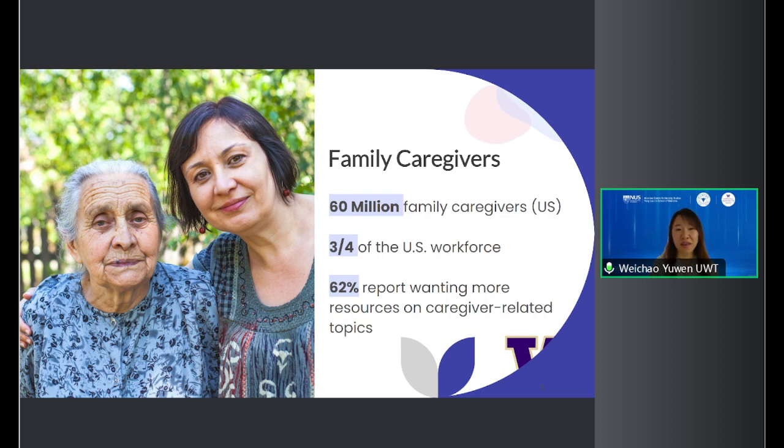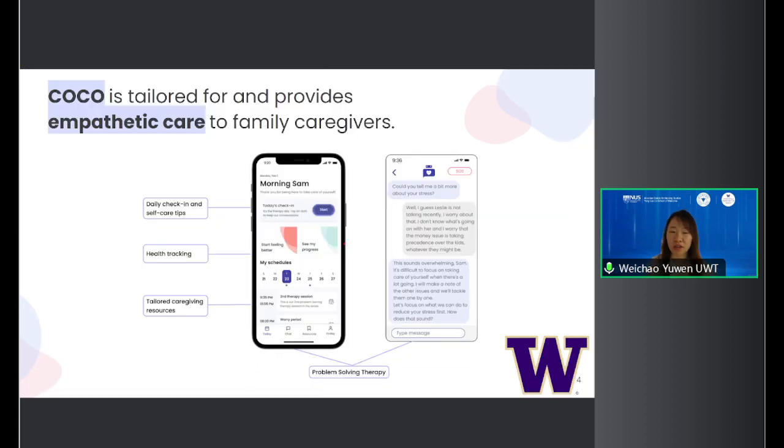in the middle of the night when their loved ones are asleep, but they are awake, worried, having sleep disturbances and couldn't fall asleep because they spent the whole day stressed out caring for their loved ones. So with that in mind, we developed COCO. COCO stands for Care for Caregivers Online. So COCO is a mobile application that's tailored for and provides empathetic care for our family caregivers.